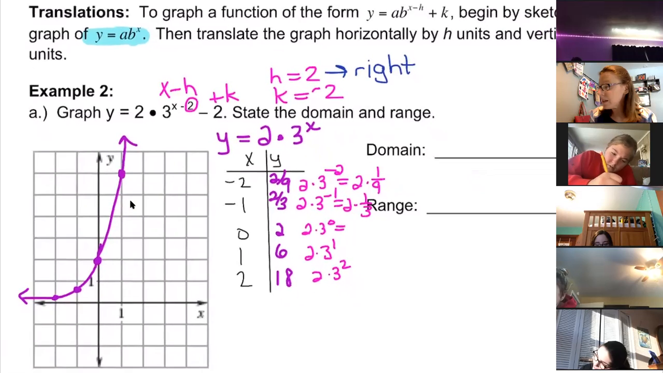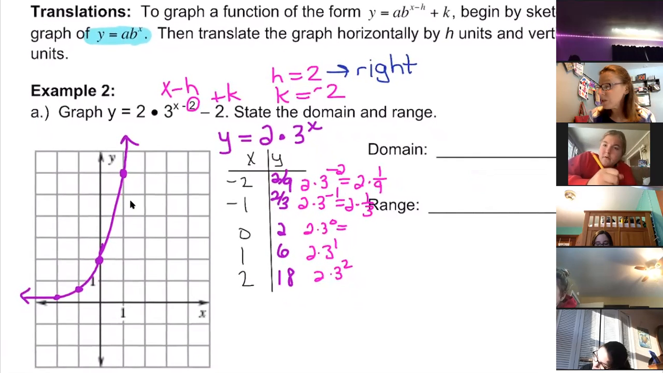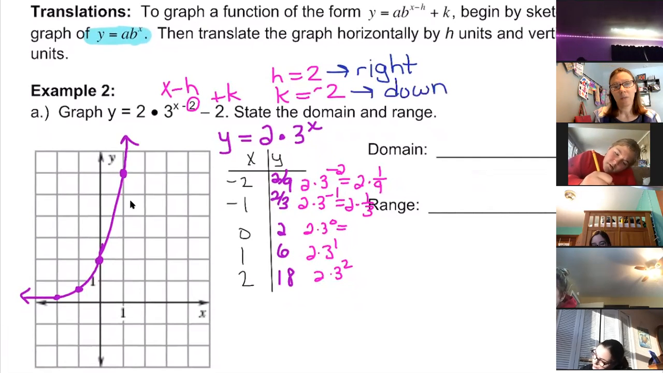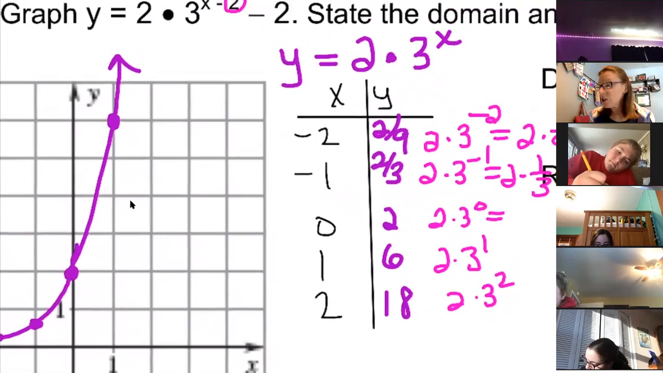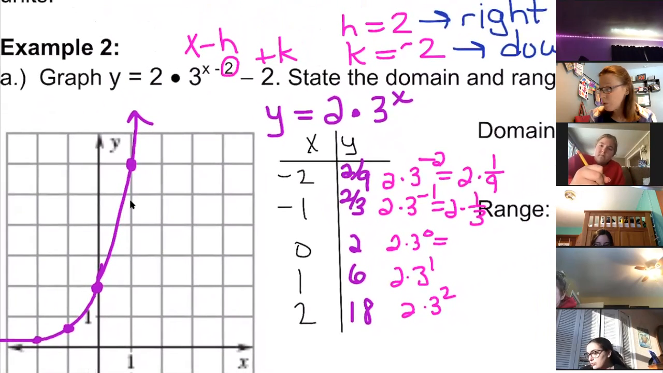K, it says, is vertical. So I'm shifting vertically by k units. Well, it's negative, so we're going down. So h is left and right, k is up and down. I'm getting the h and the k from the equation the same way we did in the last chapter. What we're going to do is take each one of our points and shift them. So my first point, I'm going right 2, down 2.